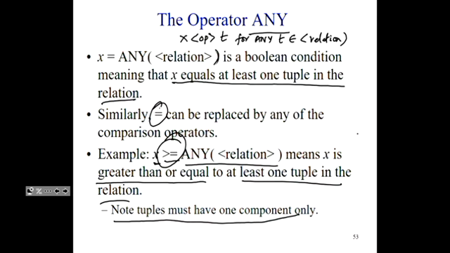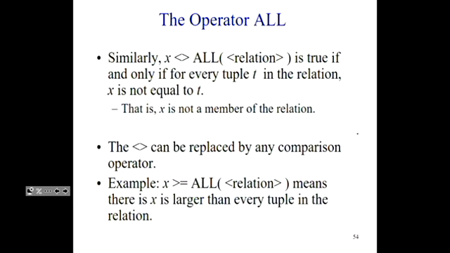Okay, so once again, the any operator is used as a Boolean condition, which is: some x operator any and then a relation. And this evaluates to true if x operator t is true for any tuple within the relation. Okay, so that's any. Let's talk about all before looking at an example.